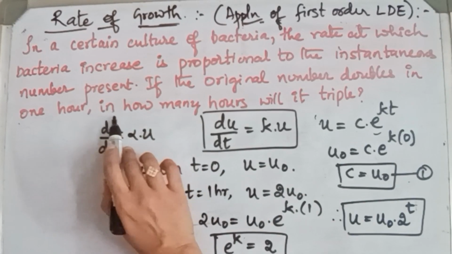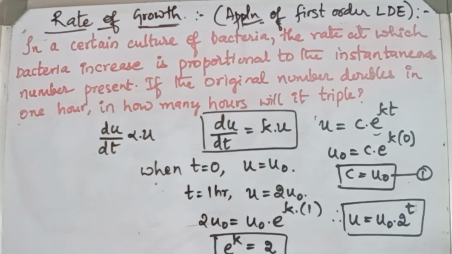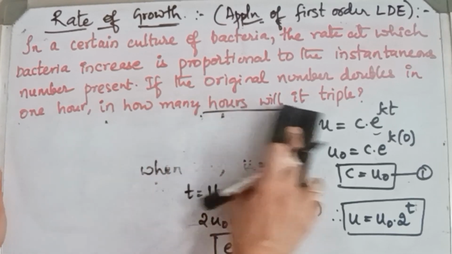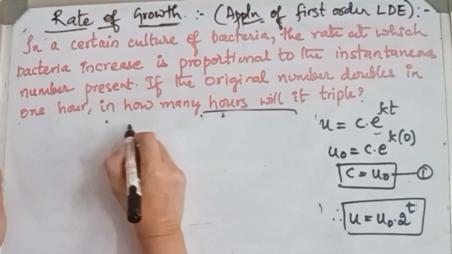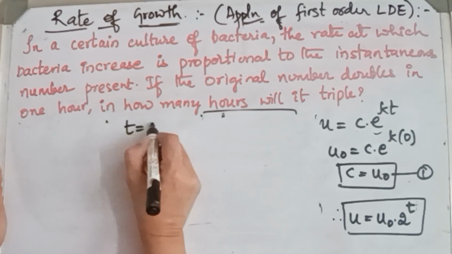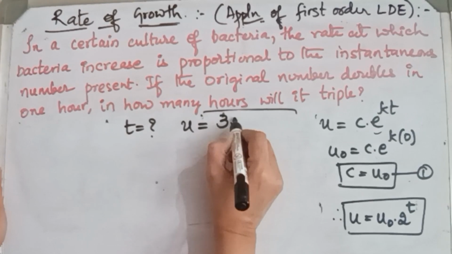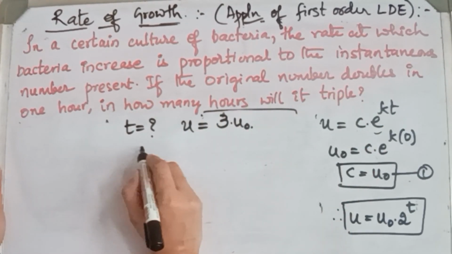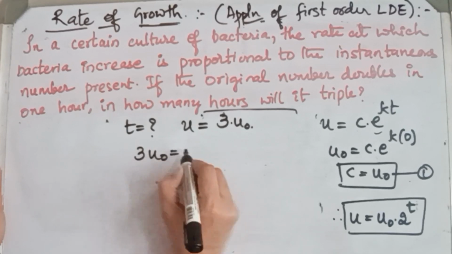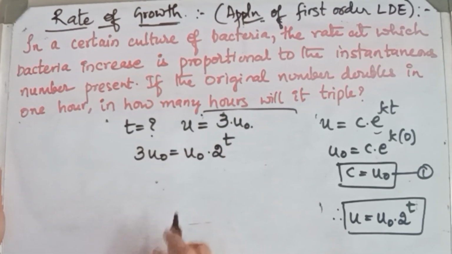Now what is asked, in how many hours will it triple? That is, t equal to how much? u equal to 3 times u naught. It will triple. Therefore, substitute in this equation: 3u naught equal to u naught into 2 to the power t. I have to find out t.